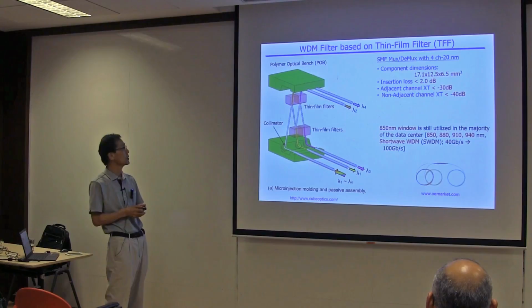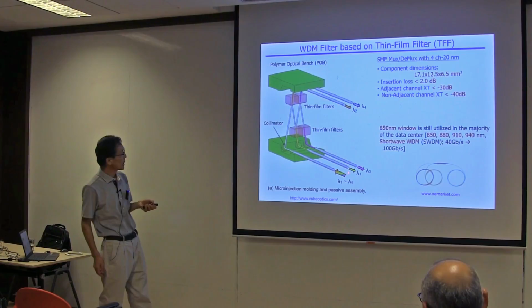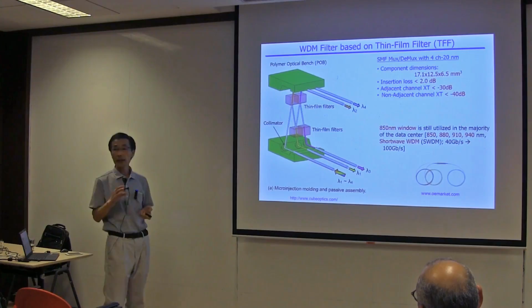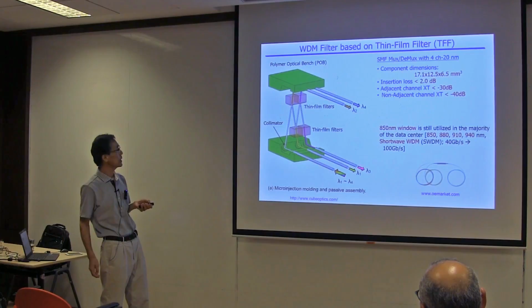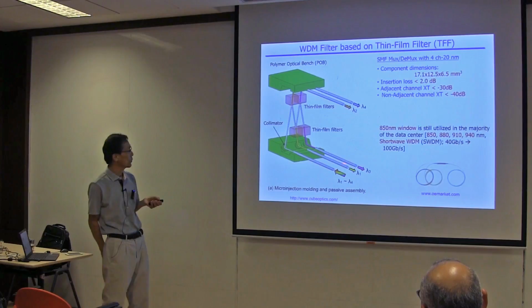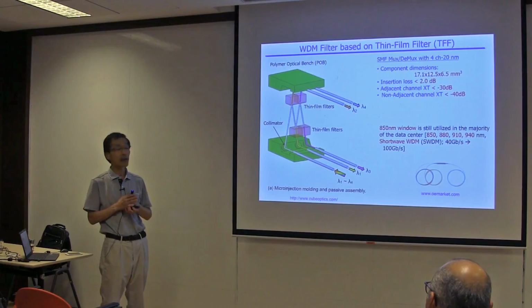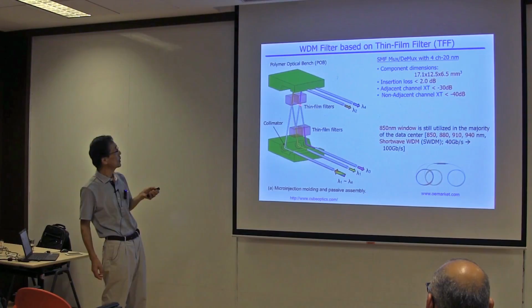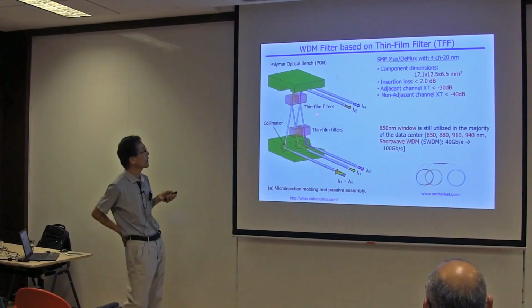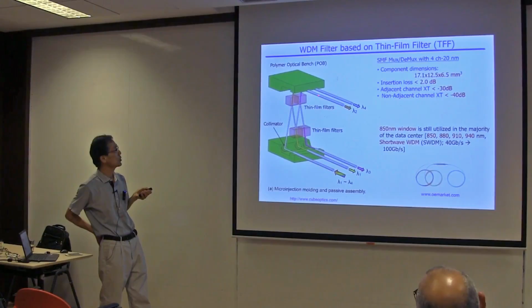Coupling to multimode fibers is quite easy. The multimode fiber core is almost 50 micron in diameter, so even a plus or minus 5 micron alignment error can be absorbed. But if people start to use single mode fibers, a plus or minus 1 micron error matters a lot. In that case, this kind of bulk optics becomes very difficult. In other words, the fabrication yield becomes lower and lower. That's why people are interested in using silica-based AWGs.